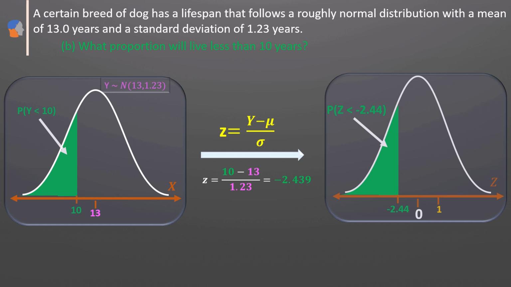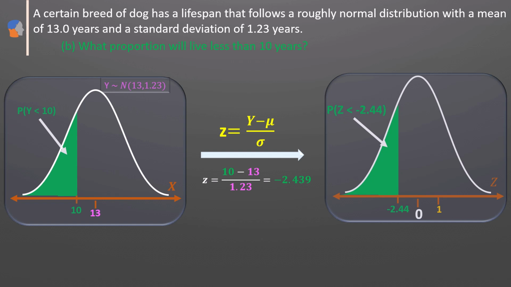You see, I found the z value to 3 decimals. Yes, we already do it for 3 decimals, then we round to 2 decimals. So you see on the standard normal curve, it is negative 2.44. Why do we do that?